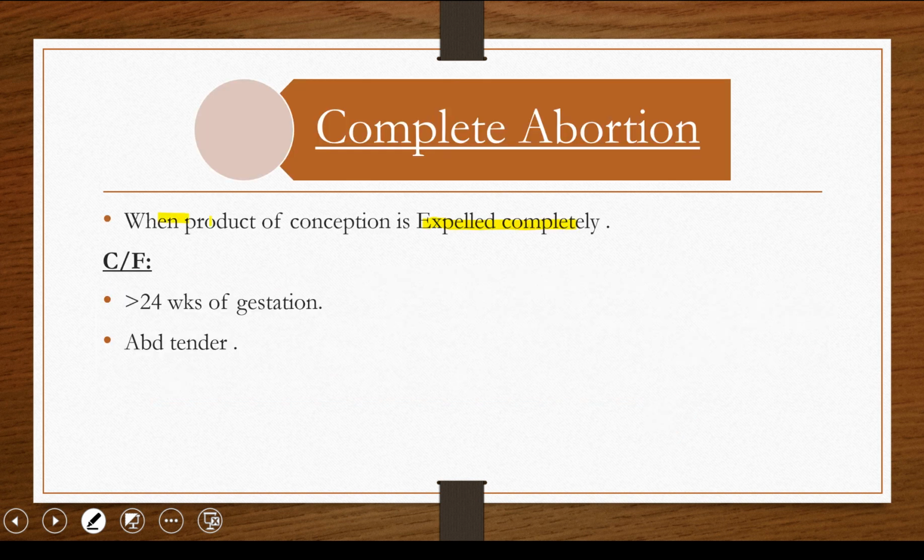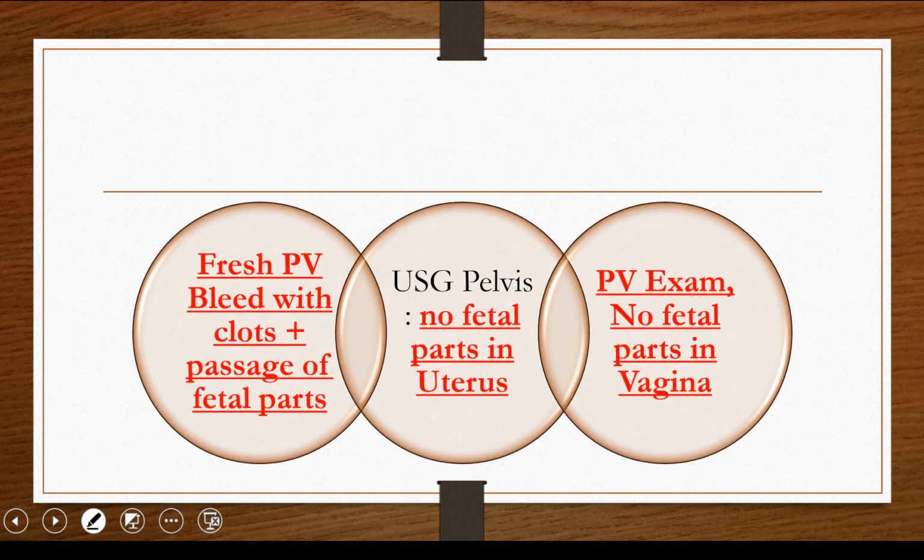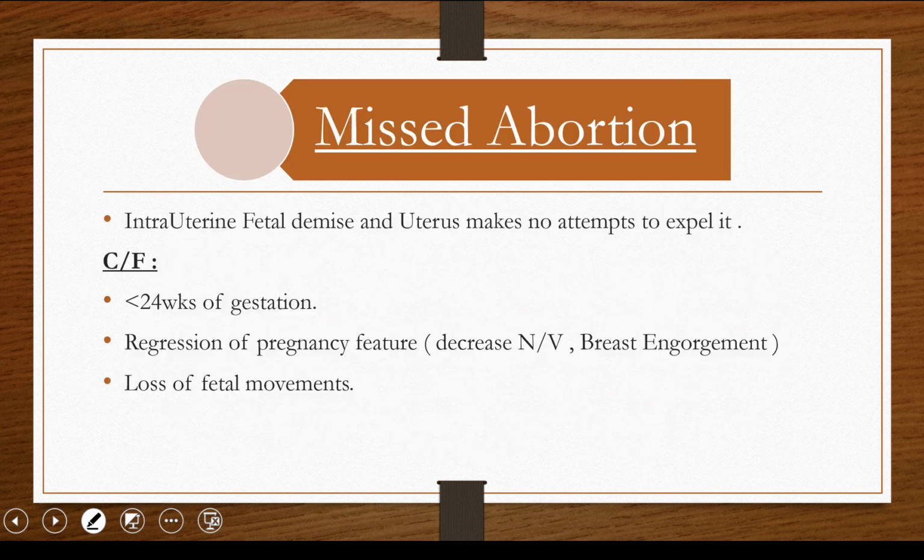Complete abortion. When the product of conception is expelled completely. She will complain of fresh per vaginal bleed with clots and passage of fetal parts. Because it's a complete abortion, she will come to the clinic after she has aborted the baby by herself. USG pelvis will reveal no fetal parts in the uterus and no fetal parts in the vagina.